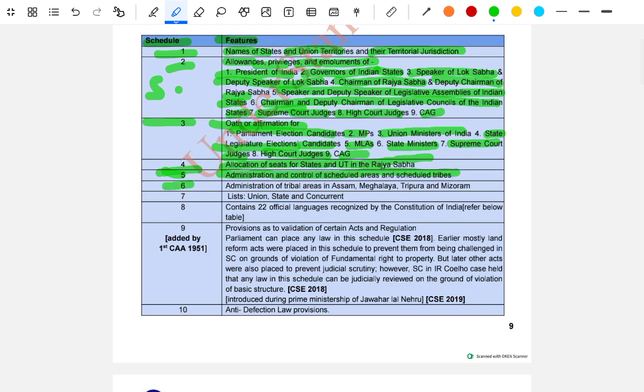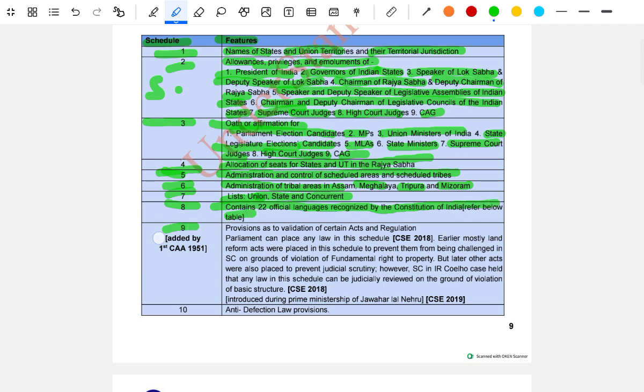Schedule 6, the administration of the tribal areas in Assam, Meghalaya, Tripura and Mizoram. Schedule 7, list of union, state and concurrent. Schedule 8, contains the 22 official languages recognized by the Constitution of India, referred to in the table below.